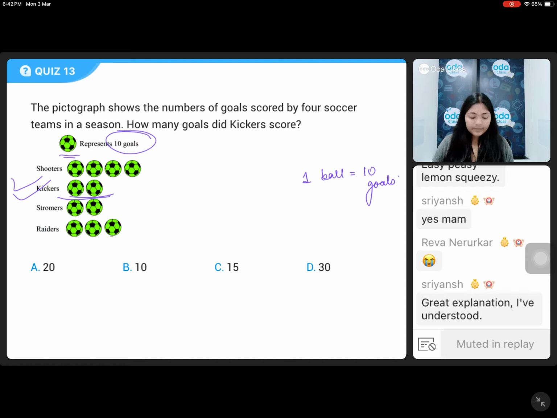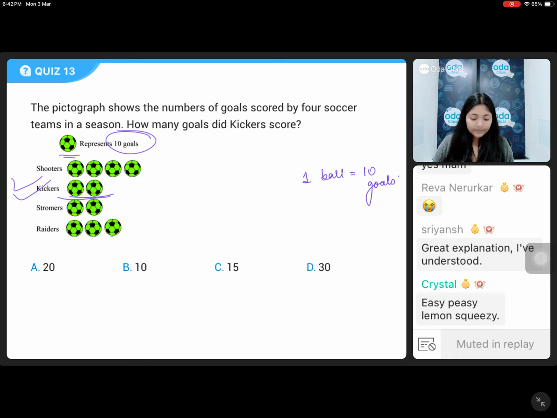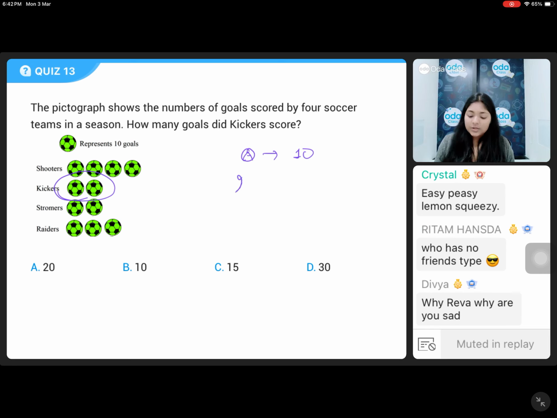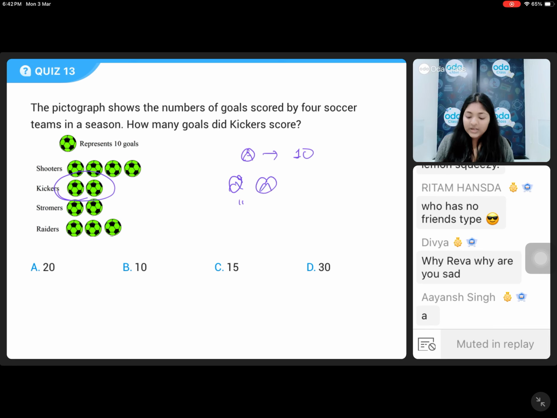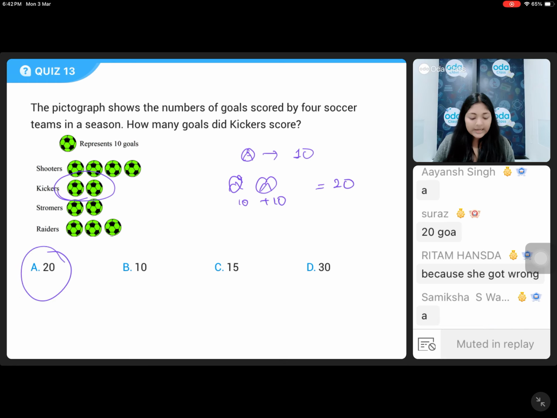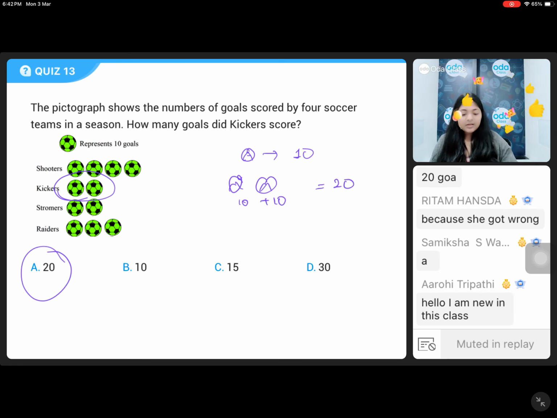Okay. Listen. Over here, one ball is representing 10 goals. So in the place of kickers, we have two balls. So two balls will represent how many, bacha? 10 plus 10 is how much? It is 20, na? Simple. So option A is the correct one. All right, bacha. Clear?